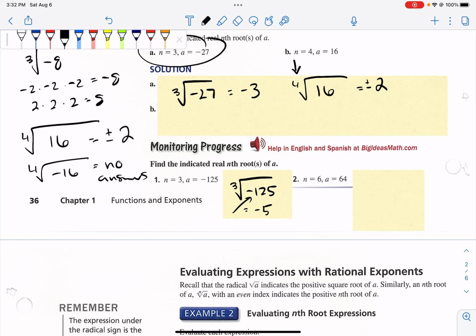Number 2, if n is 6 and 64 is on the inside, this is even. So when I put this in my calculator it is going to tell me the answer is 2. But there is another answer, a positive 2 and a negative 2. Both of those work, all right? If you don't believe me, multiply six negative 2's together, you're going to get positive 64.